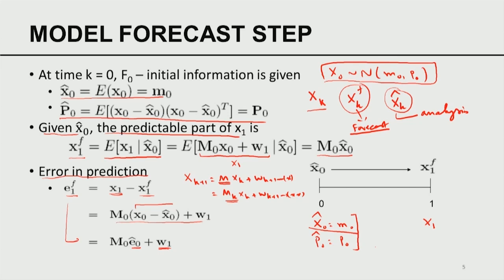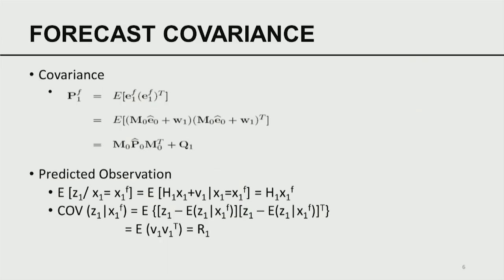E1f is called the forecast estimate, that is the predicted estimate, errors and so on. I hope this is clear. This is where the rubber meets the road. We need to combine several things in here. So what is P1? P1 is the analysis, the forecast covariance at time 1.